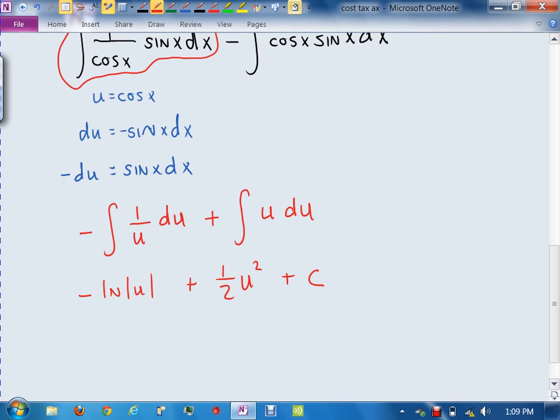Well, let me do a new page here. Number 17, tangent secant cubed, that one? So integral tangent x secant cubed x dx. So hopefully in doing the homework you realize that when you've got tangents and secants, it's going to be one of two things. It's going to be u is tangent or u is secant.